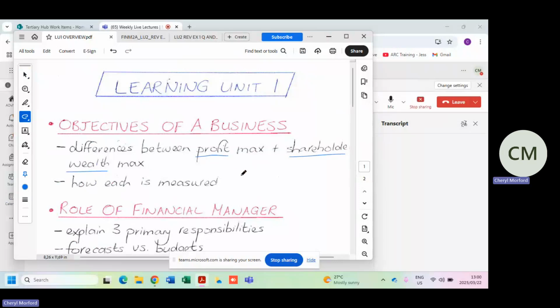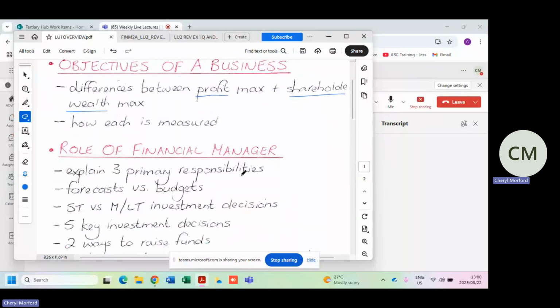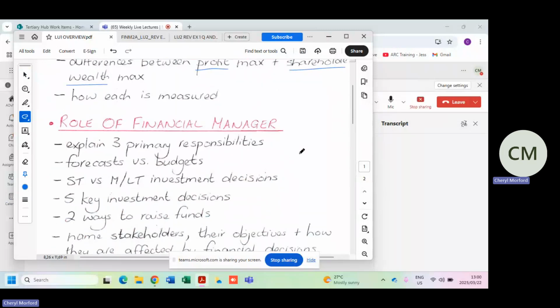Right. Then the next section that comes up are the roles of the financial manager. So there is a general, broad description of what financial management entails, but I want to take you through the actual responsibilities that are carried out on a day-to-day basis. So we can distinguish between primary responsibilities and secondary or other. Starting with the primary, there are how many? Three. You need to be clear what those are. So, financial planning and analysis, investment decisions, financing decisions.